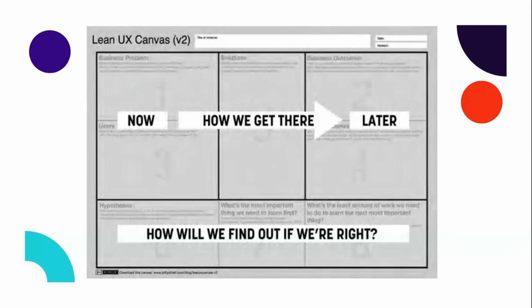And the fifth box, which is about the solution, discusses how we will get there to achieve our goals. Boxes 6, 7, and 8 define how we will find our solutions or assumptions to reach our goals. So this is how the canvas is divided into two sections.